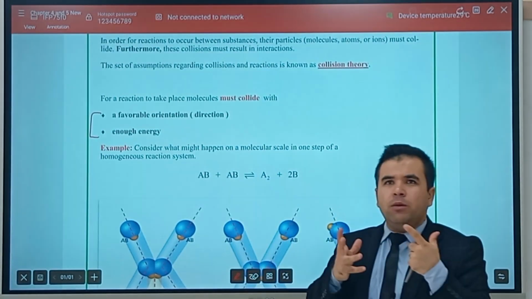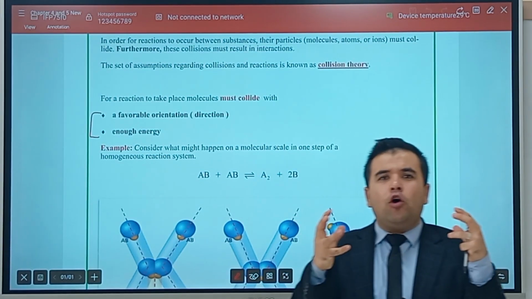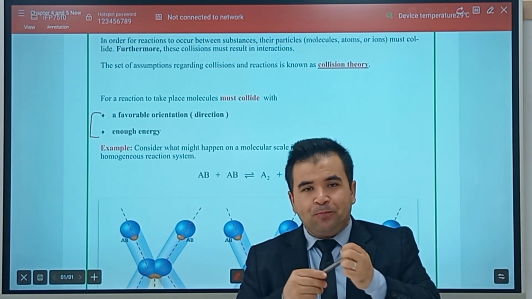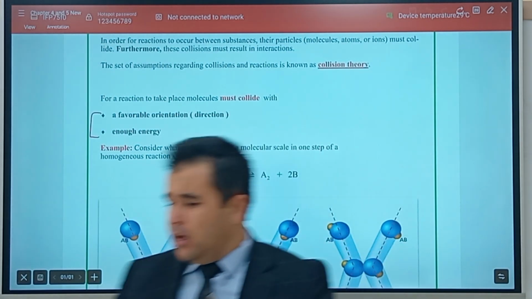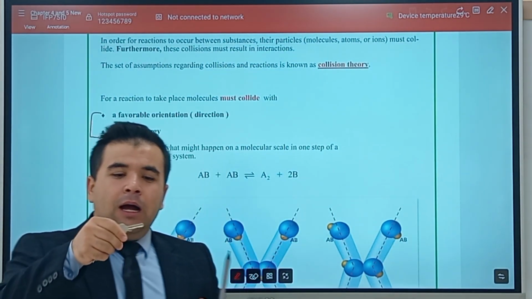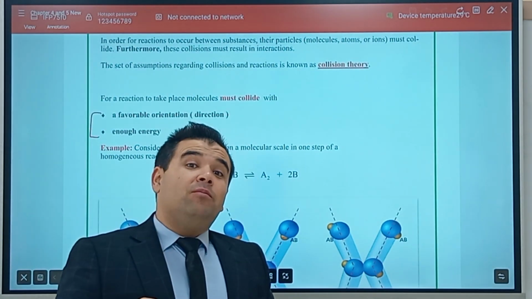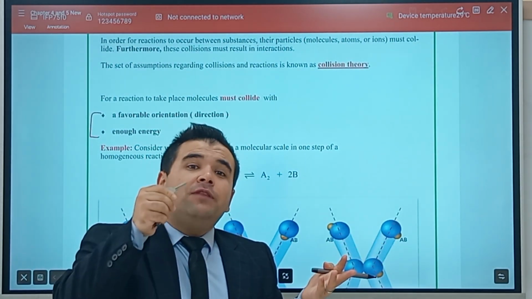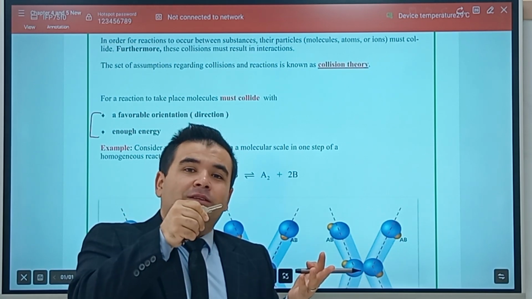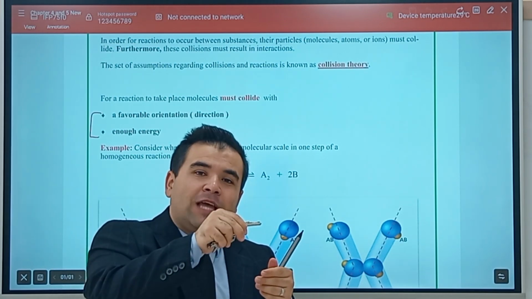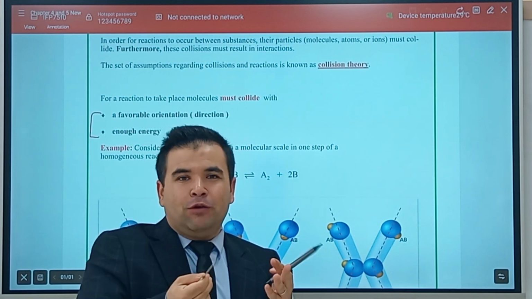By favorable orientation, we mean the angle of collision. Guys, imagine there is a key and a locker. If the key enters the locker in the opposite direction, that will be an unfavorable orientation.